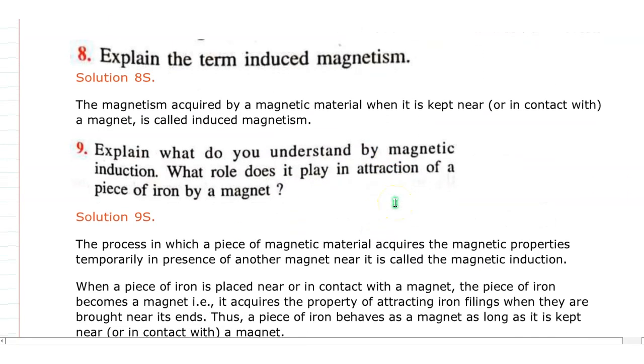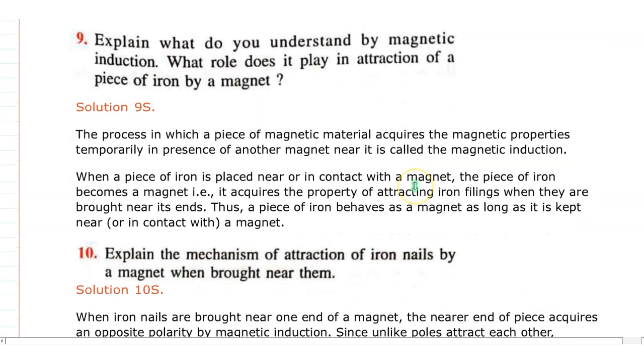Question number 8. Explain in terms of induced magnetism. Induced magnetism means when we put a magnetic material like iron or steel near a magnet, it is magnetized, temporarily magnetized. This phenomenon is called magnetic induction. Here it is written that the magnetism acquired by a magnetic material when it is kept near or in contact with a magnet is called induced magnetism.